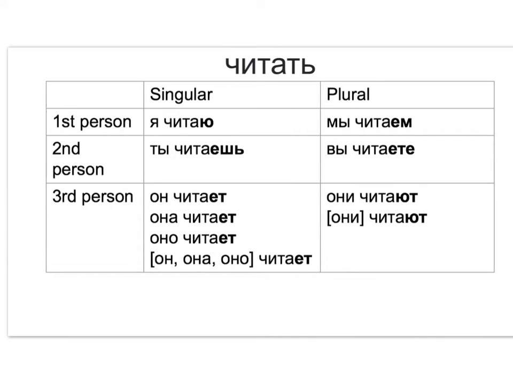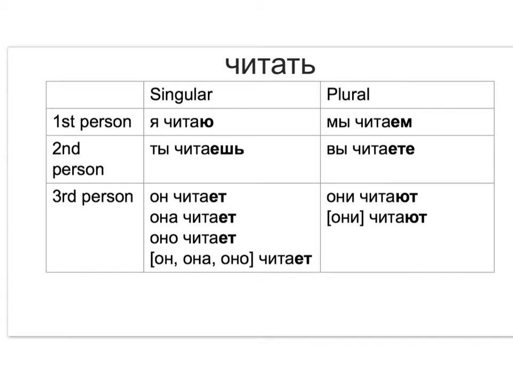The verb читать, to read, also uses the first conjugation, but its pattern is slightly different from жить. Can you see the differences? Я читаю. Ты читаешь. Он, она, оно читает. Мы читаем. Вы читаете. Они читают.